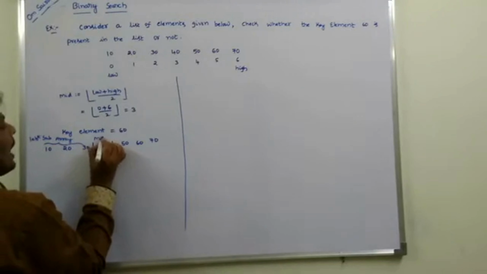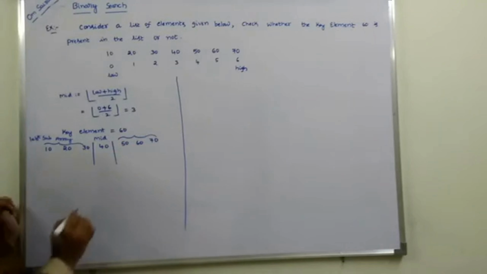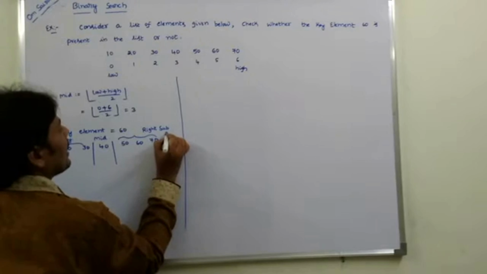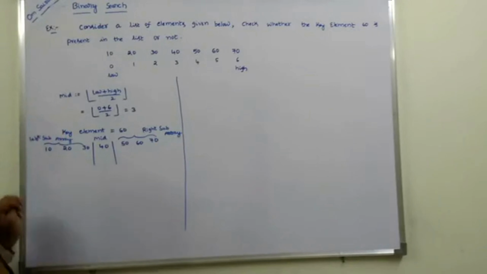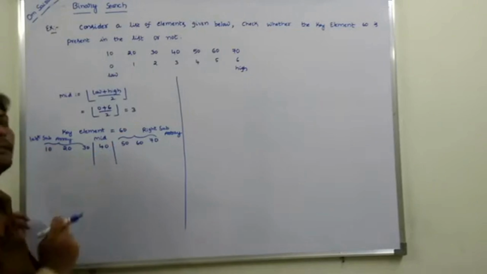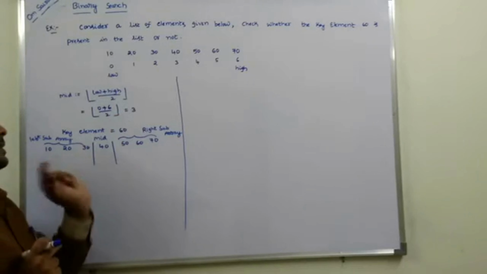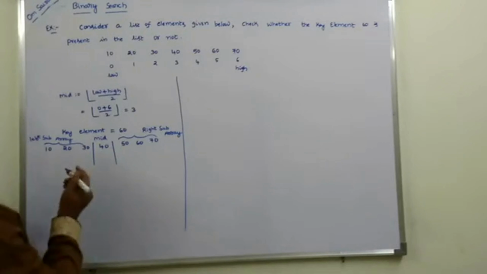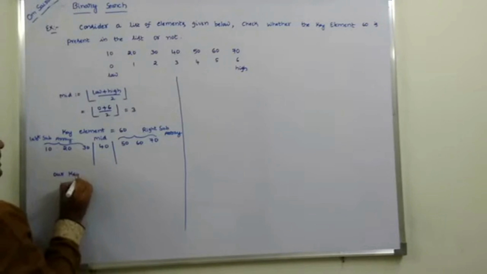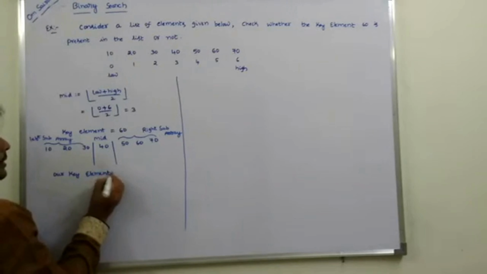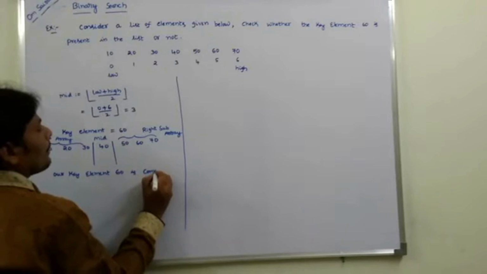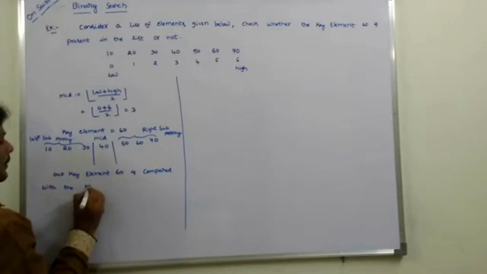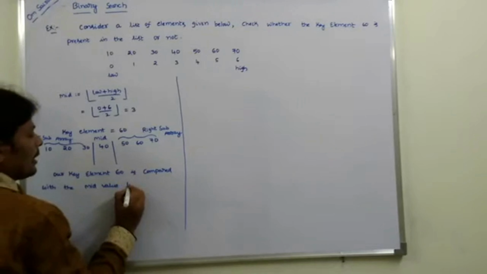So this is the mid value. The elements after the mid value belong to the right sub array. Next, our key element 60 is compared with the mid value 40. Our key element is greater than 40.